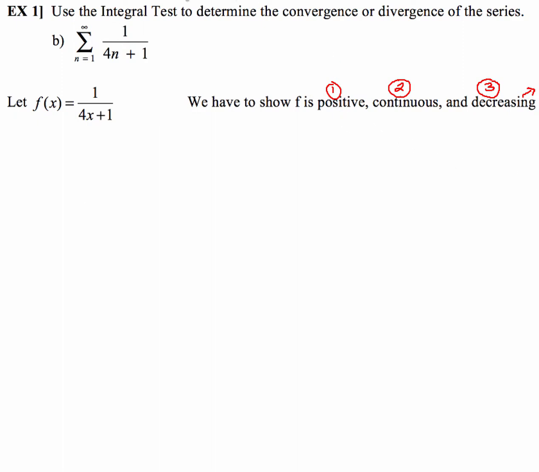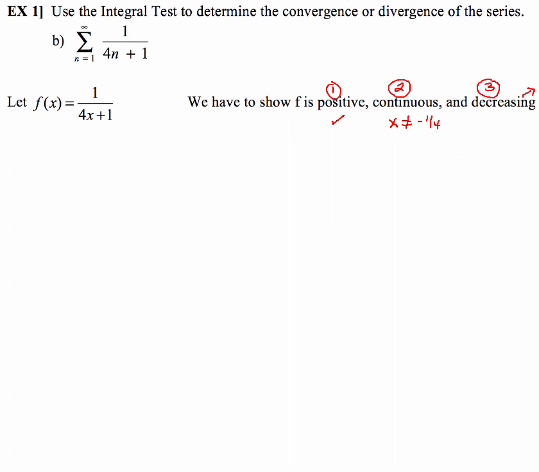Now, is f positive? Because we're starting with n equals 1, if we plug in any number from 1 upwards, this equation, 1 over 4x plus 1, is always going to be positive. So that's good. Now f is continuous everywhere except at one value. x just cannot be equal to negative 1/4. Other than that, our function is continuous.